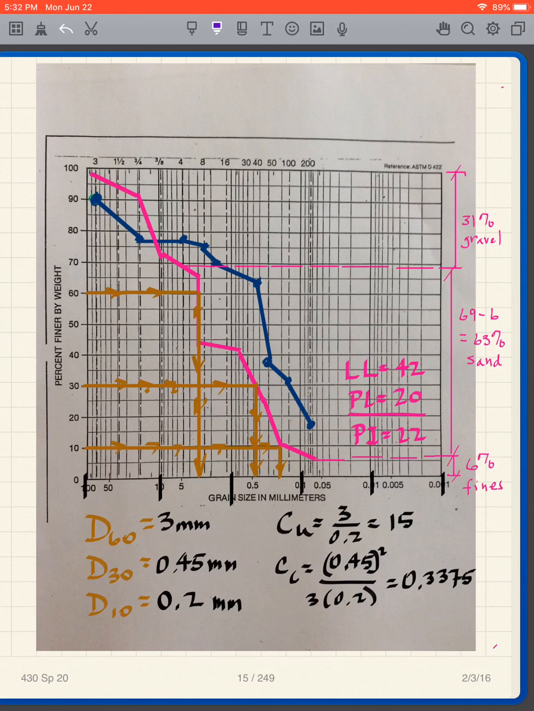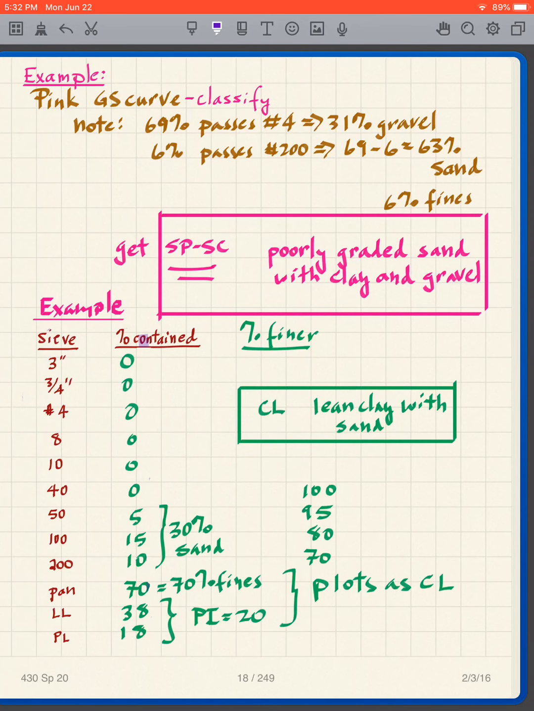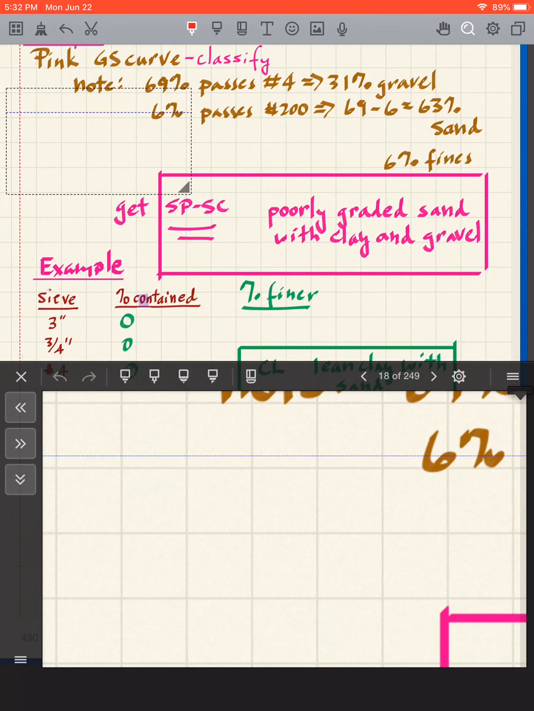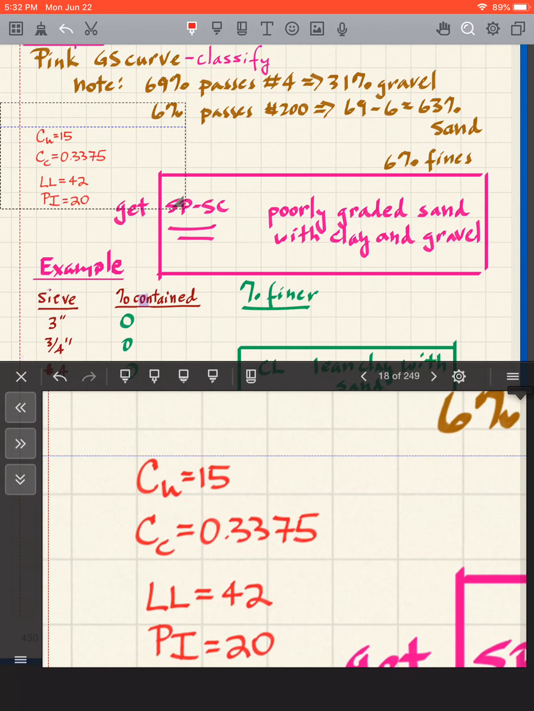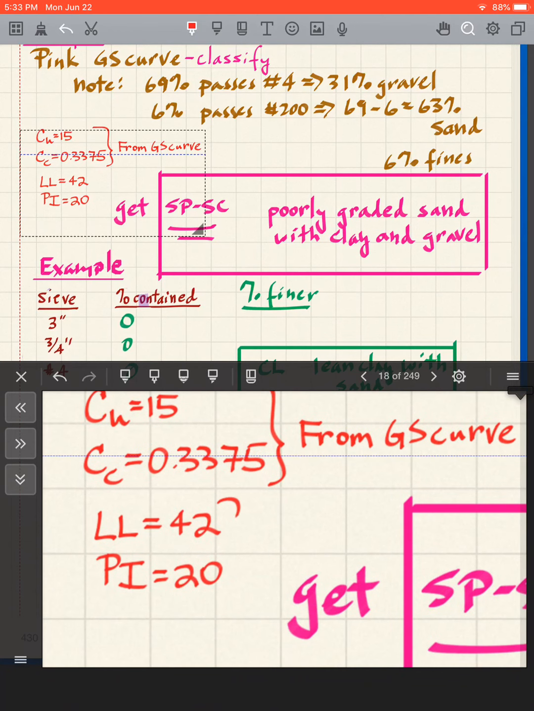So let's take, okay. So maybe I'll just write those down. So we end up with CU equals 15 and a CC equals 0.3375, and then we have the liquid limit is 42 and my plasticity index is 20. And this all comes from the grain size curve, and that's given information.